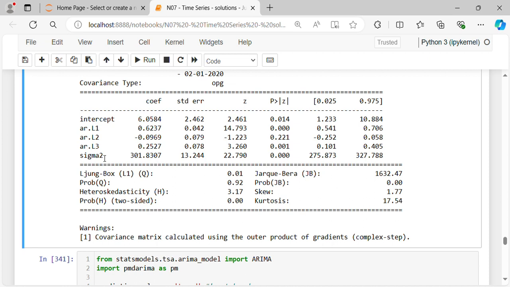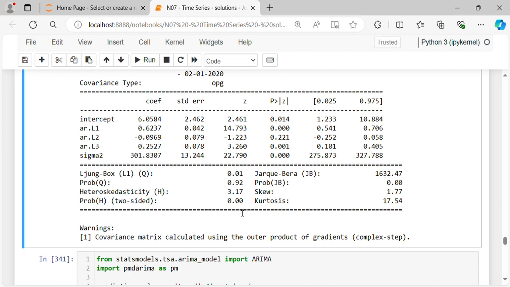IR.L3 coefficient is 0.2527. The 95% confidence interval is 0.101 to 0.405, and the standard error is 0.078. Z value is 3.26, and the P value is 0.01. For sigma2, the coefficient is 301.8307. Standard error is 13.247. The 95% confidence interval is 275.873 to 327.788.